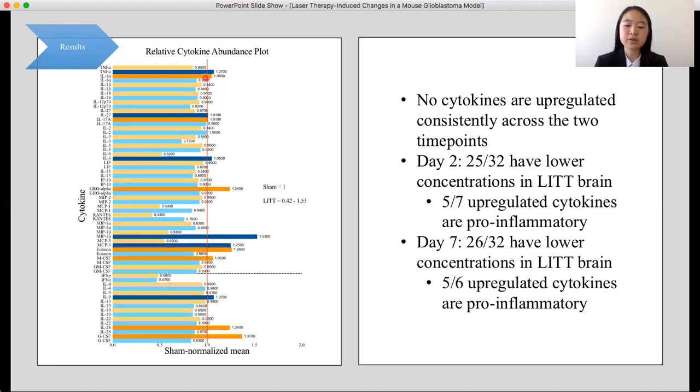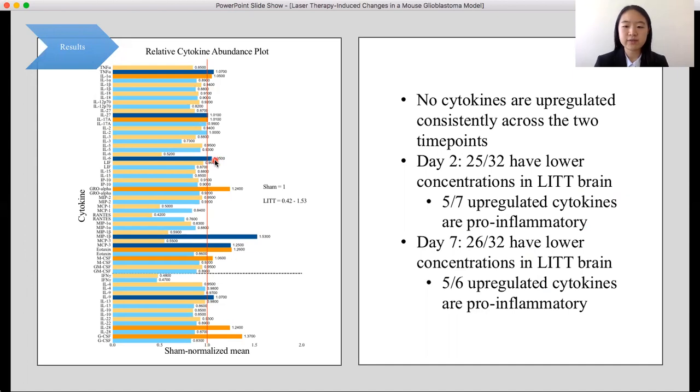So from this bar graph, you can see that no cytokines were upregulated consistently across the two time points, meaning that, for example, IL-6 was found in lower concentrations on day 2, but then found in higher concentrations relative to sham on day 7.